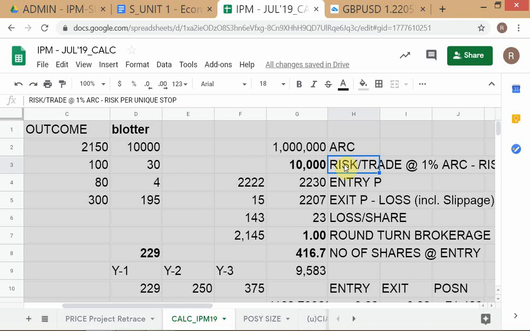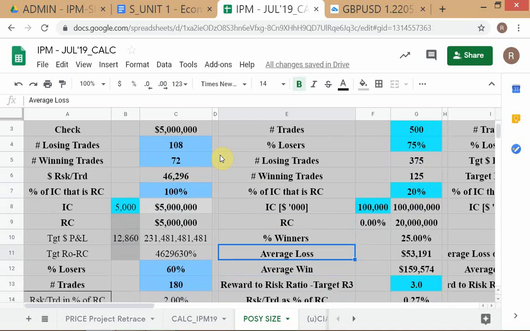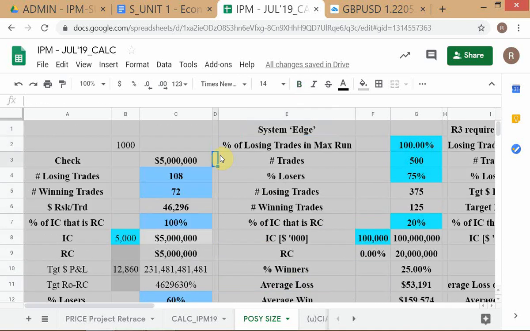Now that 1% is actually an arbitrarily determined figure that I gave you, because I wanted it to be a low figure. But there's actually a better way to determine this, whether it should be 1% or 2% or 0.5% or whatever. We are now going to come to that. For that you look at position size. This sheet is already in your folder, so you can access it. Under system edge itself we can find this. Let's look at the way you're going to determine this.